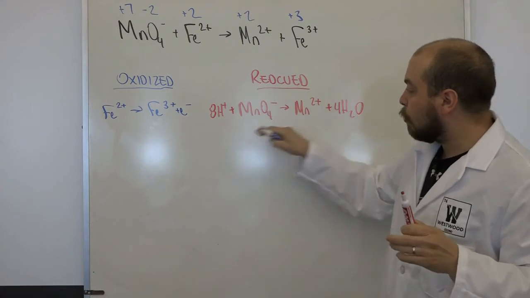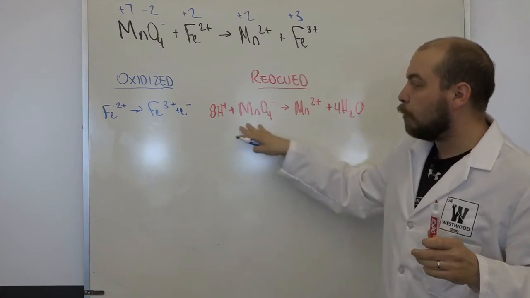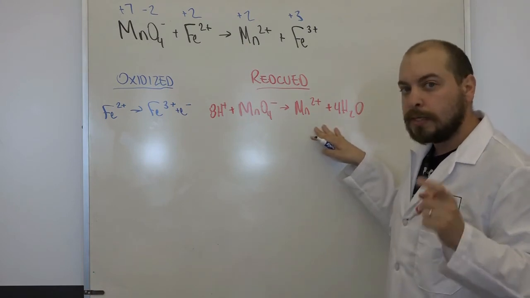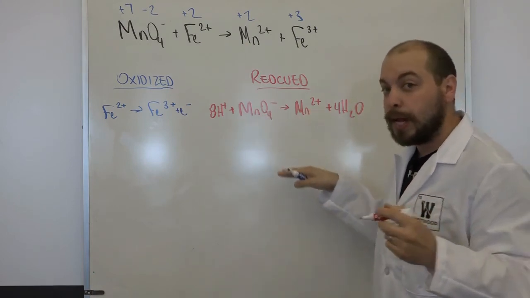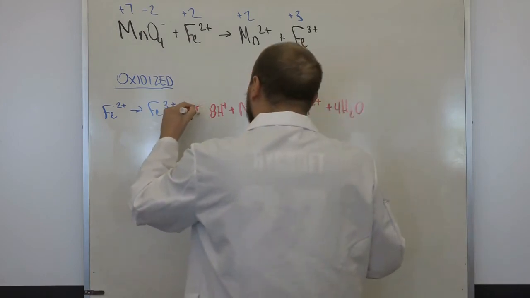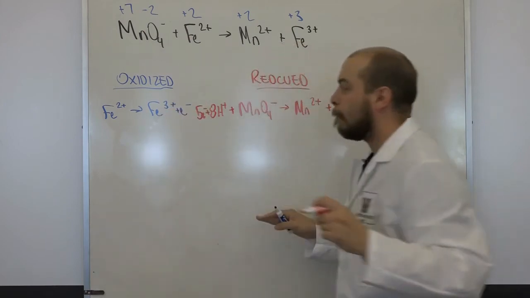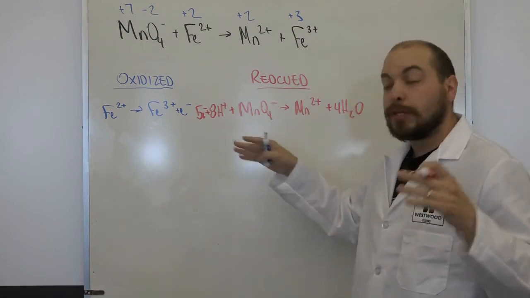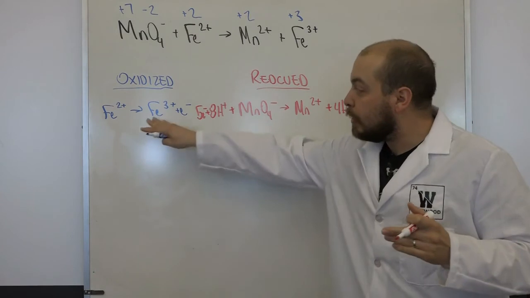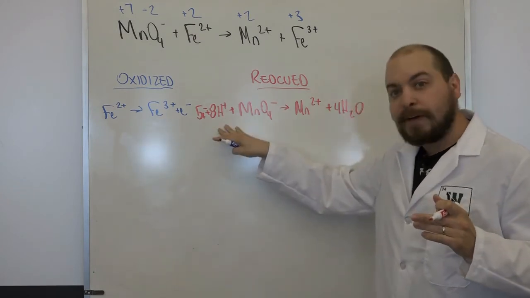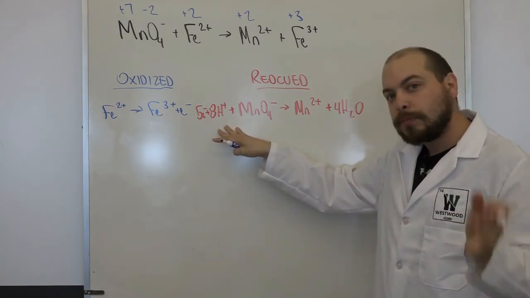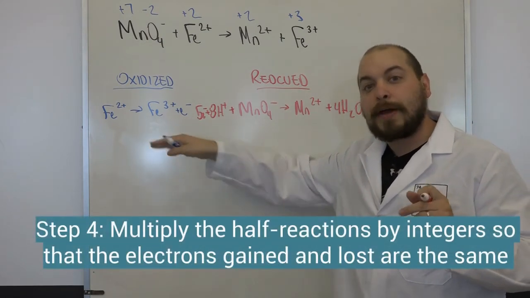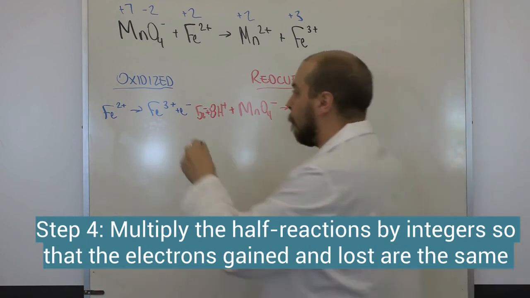And on our reduction half reaction, you'll notice that our total charge on the left is +7, and our total charge on the right is +2. That means we need to add 5 electrons to the reactant side. Now, remember, to combine these two back together, we have to make sure the number of electrons gained and lost are equal. In this case, only 1 electron is lost, but 5 are gained. They aren't equal. In order to make them equal, we have to simply multiply the oxidation half reaction by a factor of 5. So I'm going to go ahead and do that.